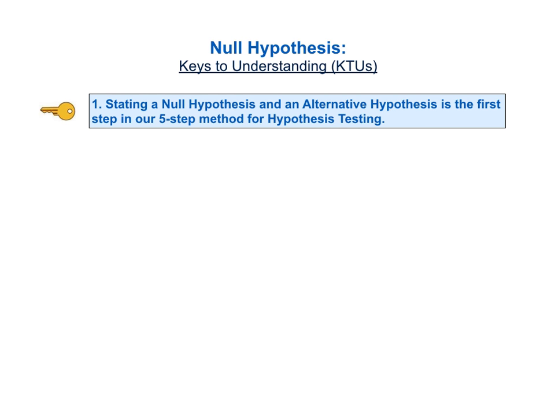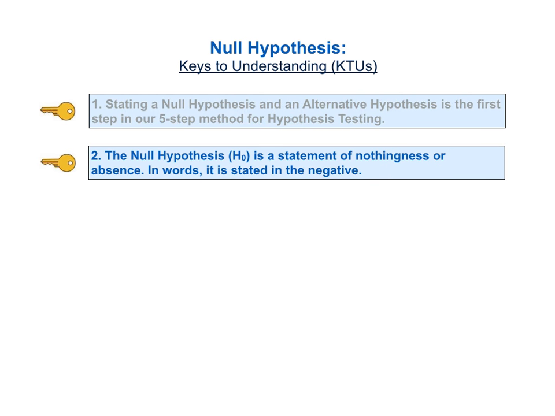KTU number 1 is stating a null hypothesis and an alternative hypothesis is the first step in our 5-step method for hypothesis testing. The second key to understanding is the null hypothesis, symbol H sub 0, is a statement of nothingness or absence. In words, it is stated in the negative.